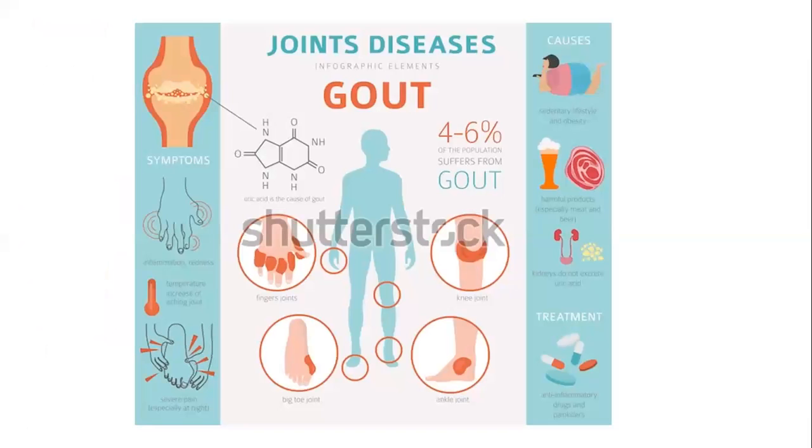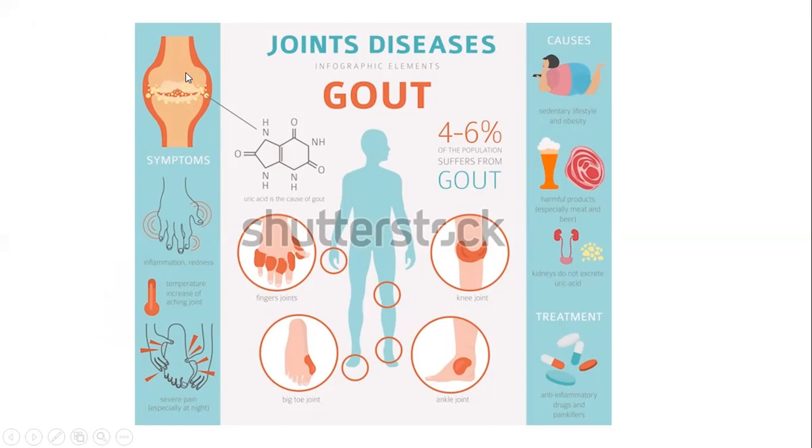Now, gout is a joint disease. The causes are sedentary lifestyle and obesity, harmful products, especially meat and beer. If you have a kidney disorder due to which you cannot excrete uric acid from your body, at that time also it may result in gout.